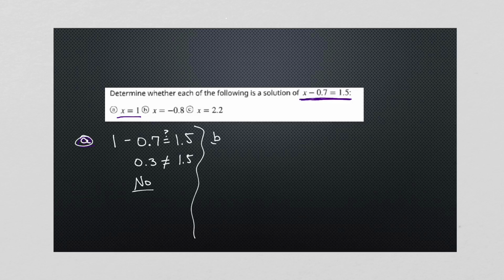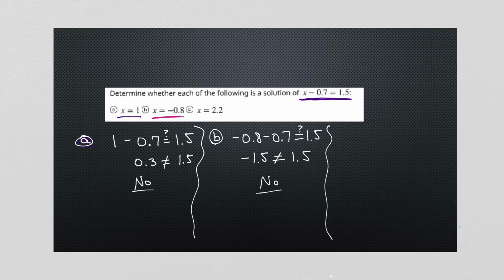Okay, so on part B, I'm going to put negative 0.8 in where I see x, and see if it makes a true statement. So I've got negative 0.8 minus 0.7. Does that equal 1.5? Well, whenever I do the math on that, I get negative 1.5. Negative 1.5 does not equal 1.5. So on this one, I would also say no.